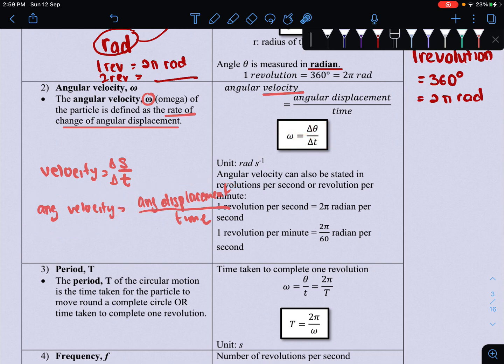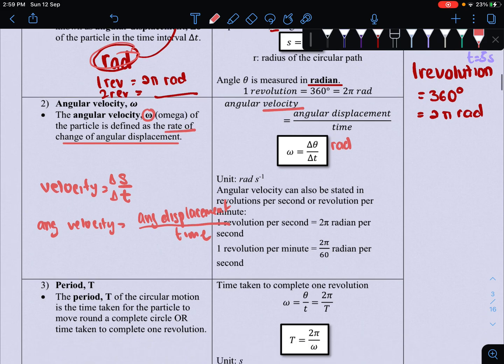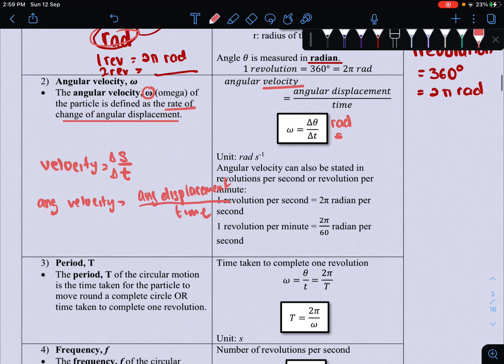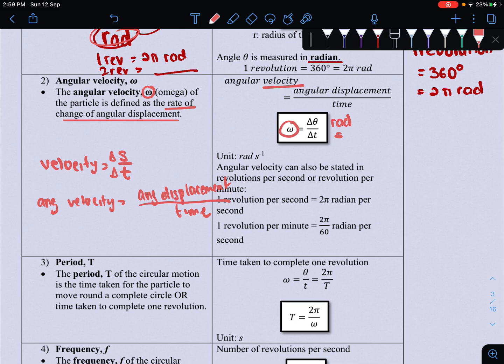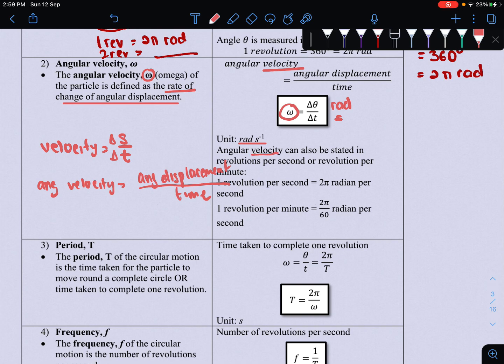Okay, since the unit for the angular displacement dekat sini adalah radian tadi, I've mentioned dia adalah radian, and the unit for time here is second. So your omega here, which is angular velocity, has a unit of radian per second. Angular velocity can also be stated in a revolution per second or revolution per minute.